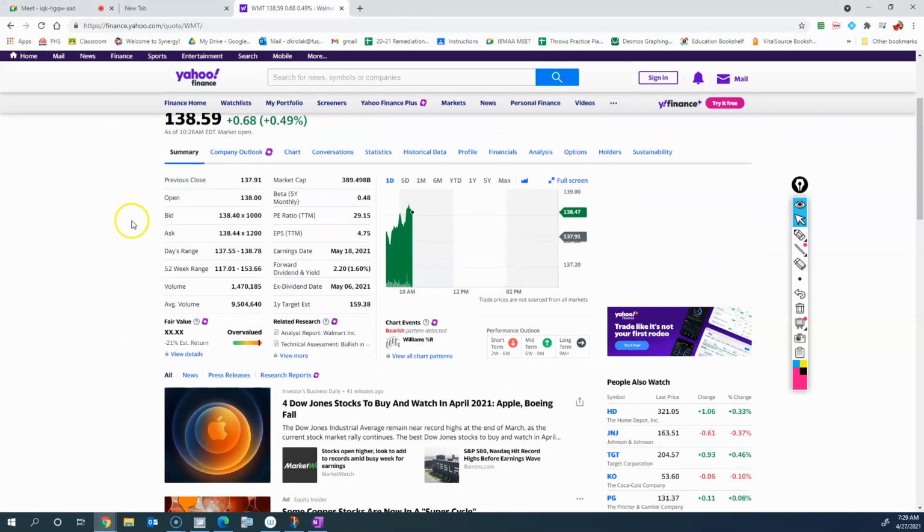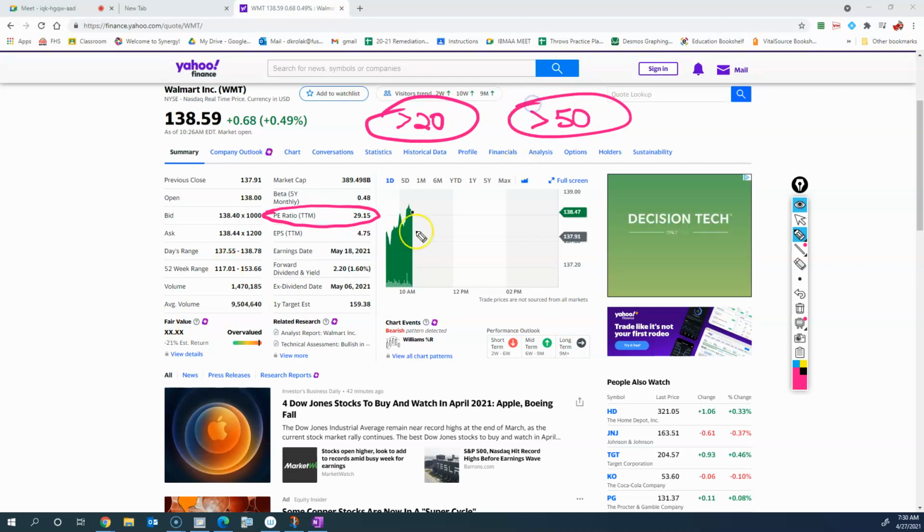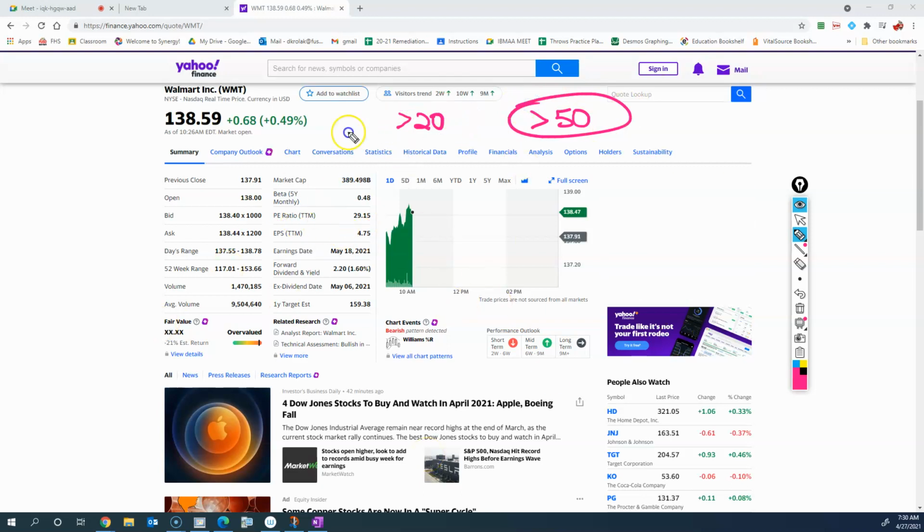For example, here's Walmart, and the P/E ratio is right here. Right now, Walmart is at 29. Typically, anything larger than 20 is considered kind of high. Now, it depends on the sector. Walmart is a retailer. If you just looked at tech companies, then a P/E of 50 is considered high. So this number changes based on the sector of the market that you're looking at.